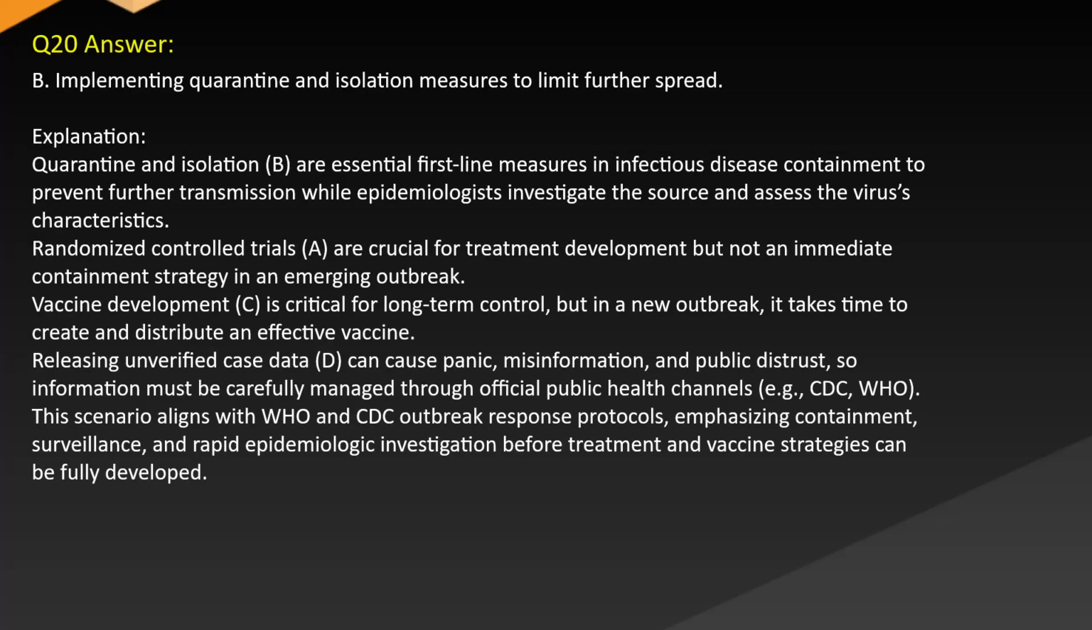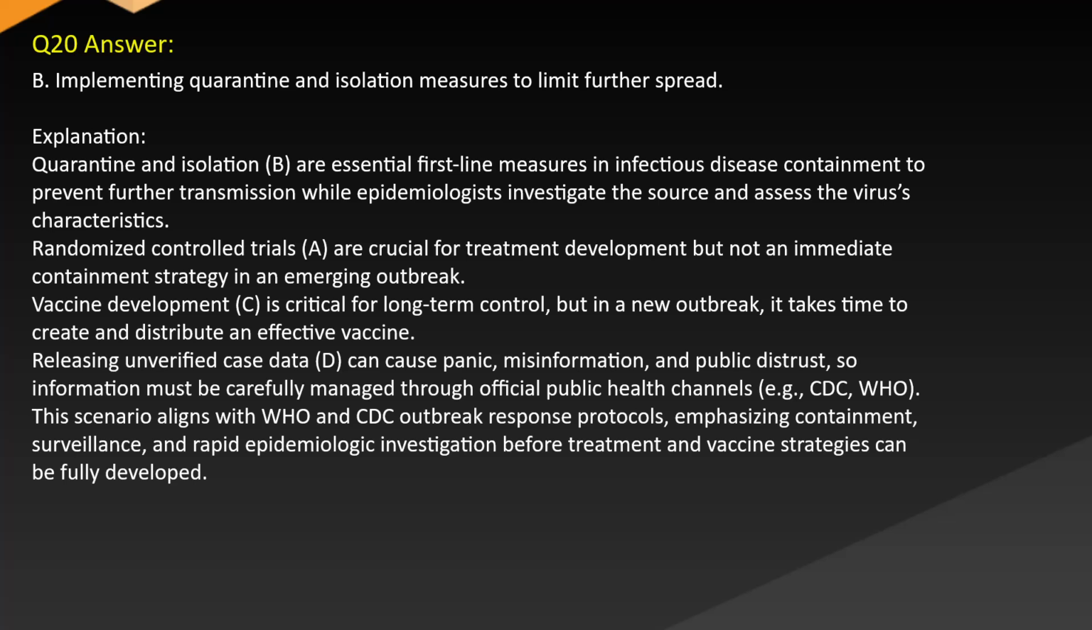Answer B. Implementing quarantine and isolation measures to limit further spread. Explanation. Quarantine and isolation, B, are essential first-line measures in infectious disease containment to prevent further transmission while epidemiologists investigate the source and assess the virus's characteristics.